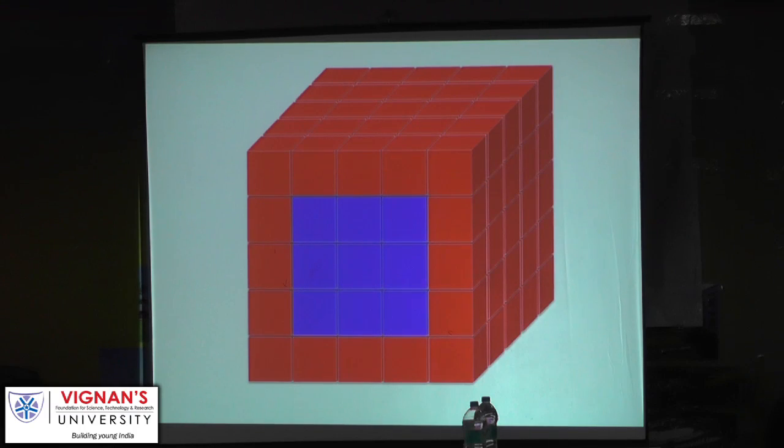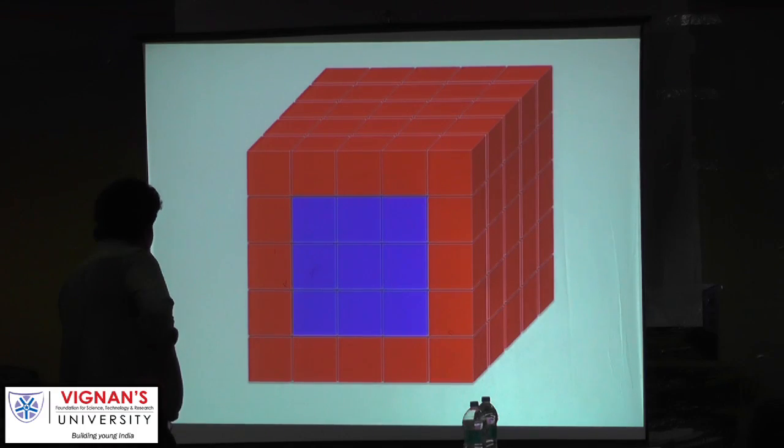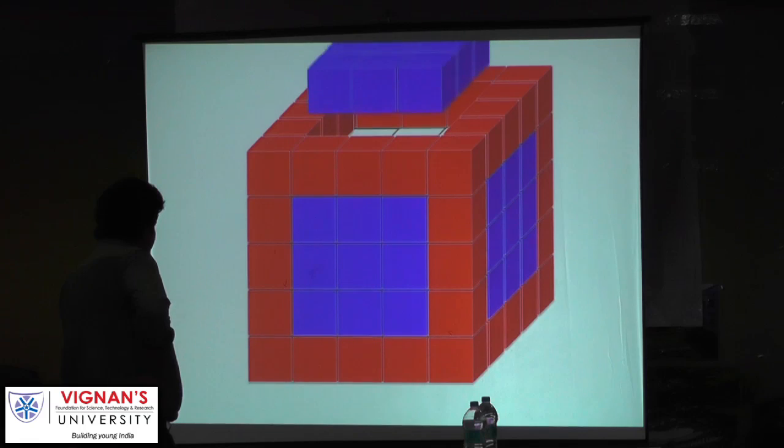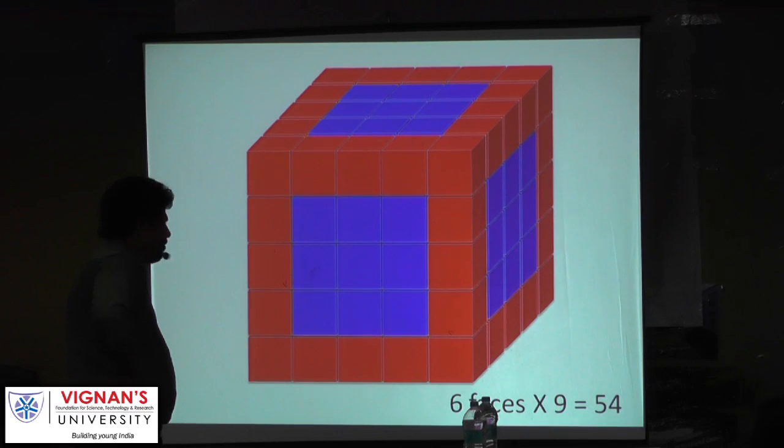Understood? Let's proceed to next. So it is like this. 3 you can see, the other 3 you can imagine. 6 faces into 9, it is 54.